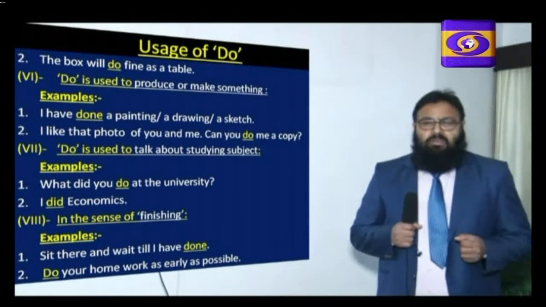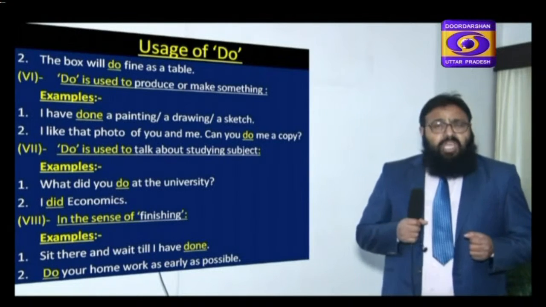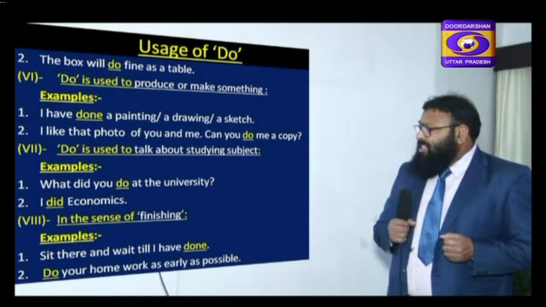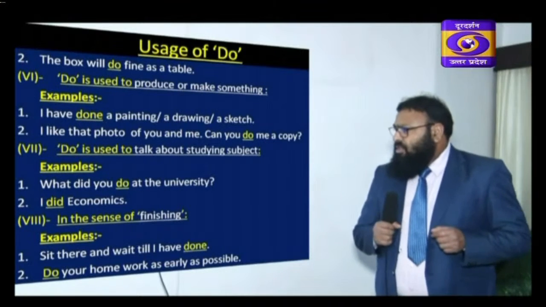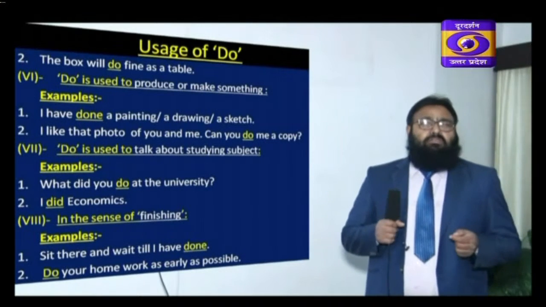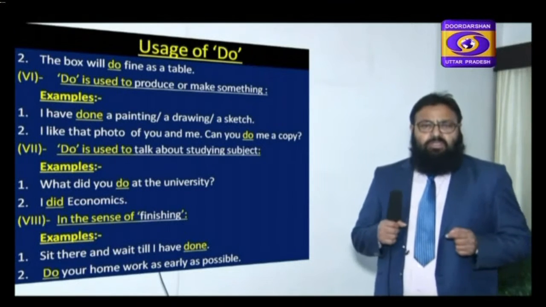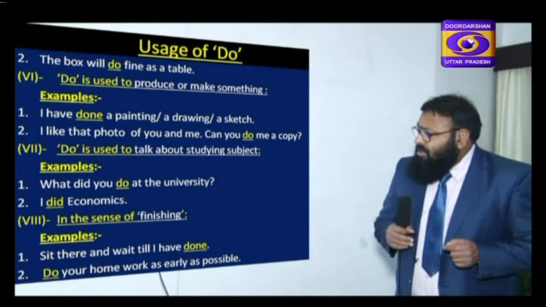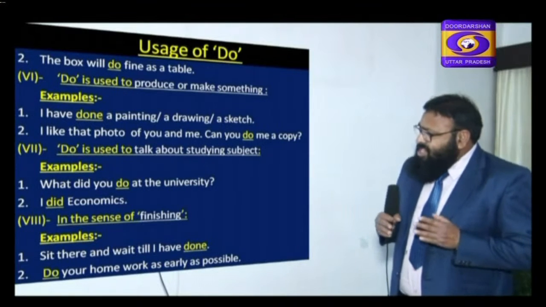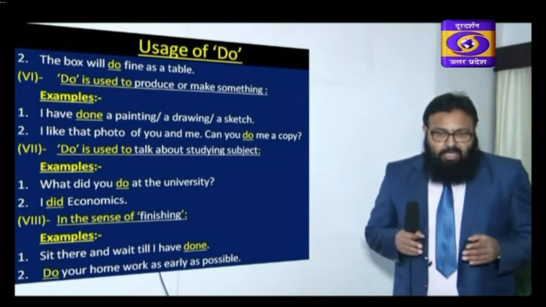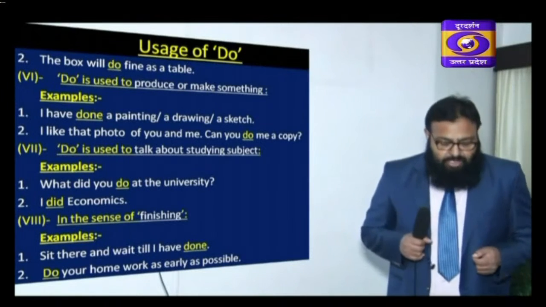Now the seventh usage of do as a main verb is that we use it when we talk about studying a subject. In the sense of study it is used. What did you do at the university? It simply means, what did you study at the university? I did economics. I studied economics. So did and do both have been used in these two examples, in the sense of studying, dear children.